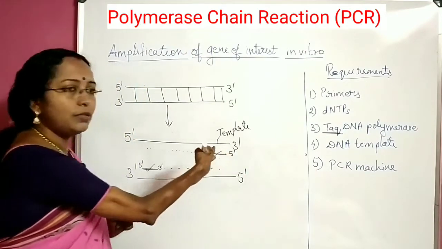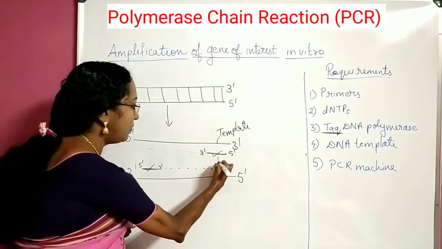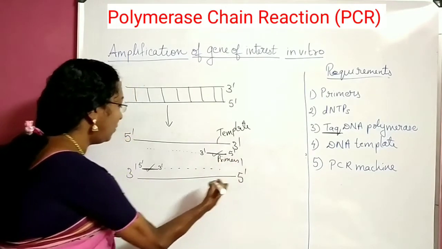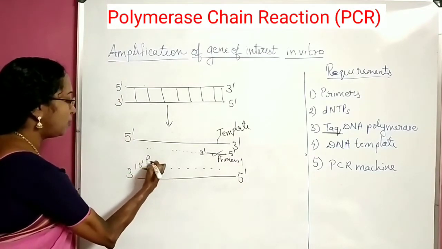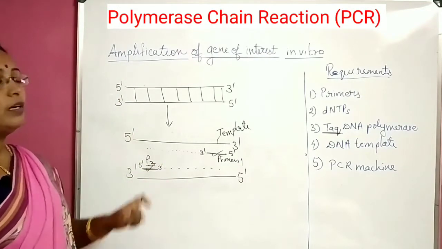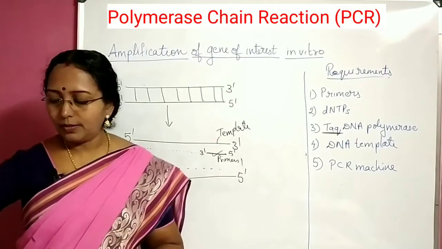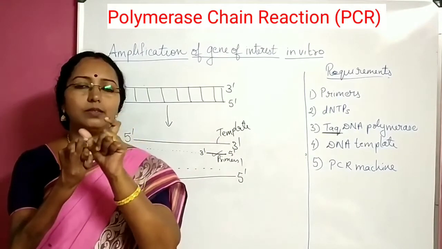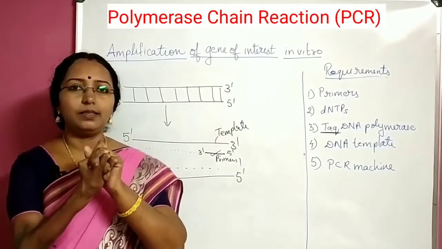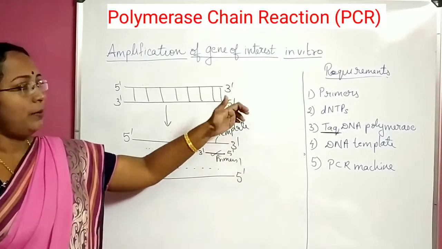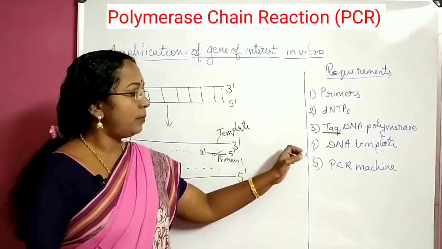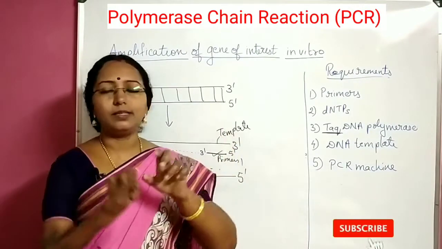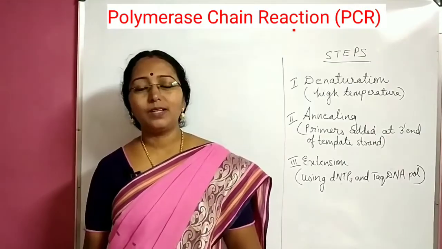So the primer begins with a 5'. Usually you need two primers, primer 1 and primer 2. Two primers are needed for PCR. The primers are very short oligonucleotide bases which are added here. So these are the requirements: primers, dNTPs, Taq DNA polymerase, DNA template, and of course a PCR machine is needed. A small box like a PCR machine is needed, as promised.